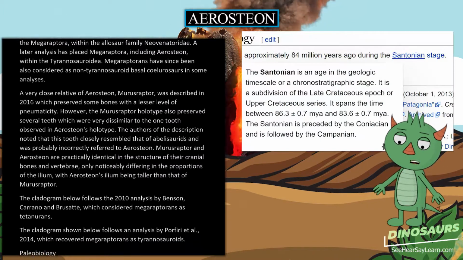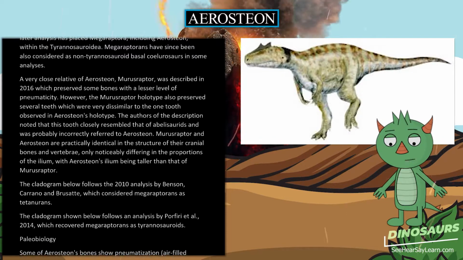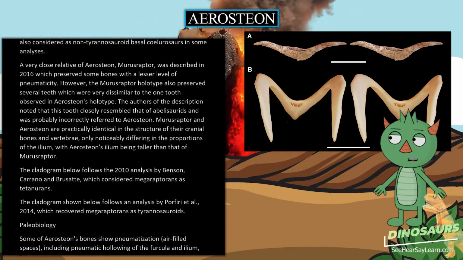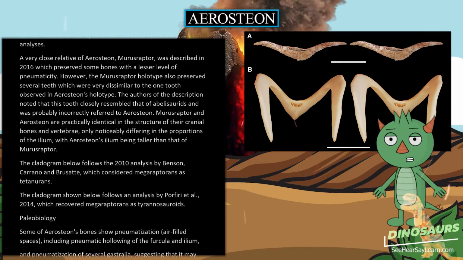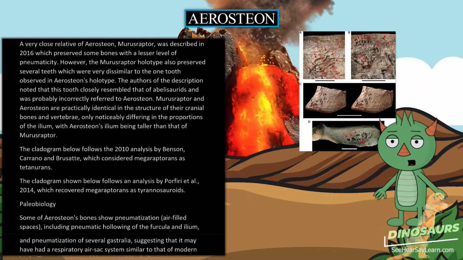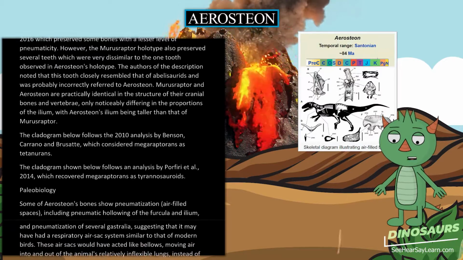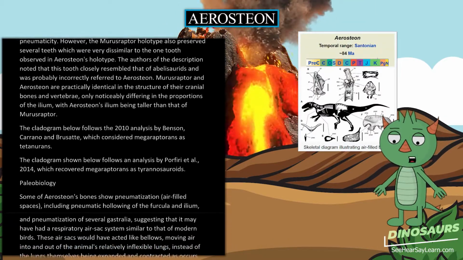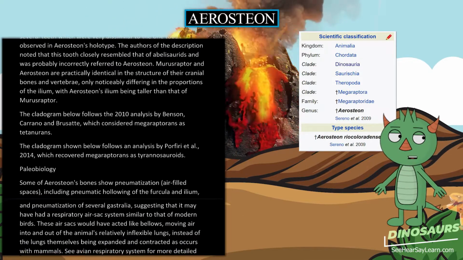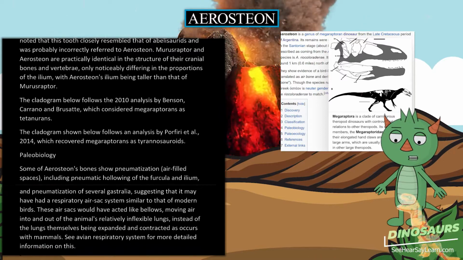A very close relative of Aerosteon, Murusraptor, was described in 2016, which preserved some bones with a lesser level of pneumaticity. However, the Murusraptor holotype also preserves several teeth which were very dissimilar to the one tooth observed in Aerosteon's holotype. The authors of the description noted that this tooth closely resembled that of abelisaurids and was probably incorrectly referred to Aerosteon. Murusraptor and Aerosteon are practically identical in the structure of their cranial bones and vertebrae, only noticeably differing in the proportions of the ilium, with Aerosteon's ilium being taller than that of Murusraptor.